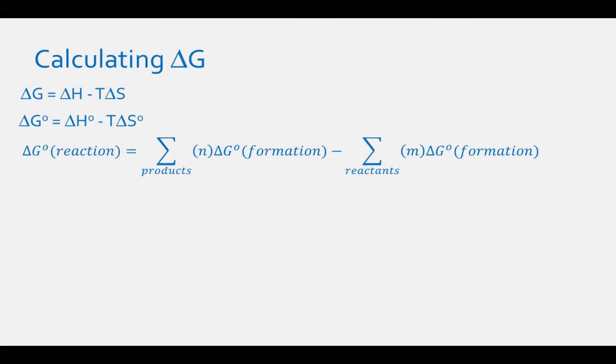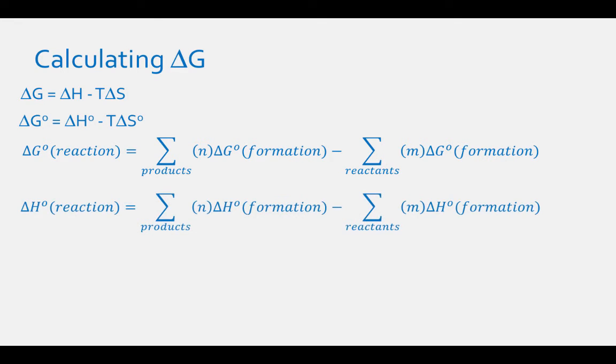To calculate standard delta G of a reaction, use the equation the sum of the products, standard delta G of formation, times the coefficient in the balanced equation, minus the sum of the reactants, standard delta G of formation, times the coefficients in the balanced equation. You can also calculate the standard delta H of a reaction and the standard delta S of a reaction using the same type of equation. Just substitute in the standard delta H formation values and the standard S values respectively.